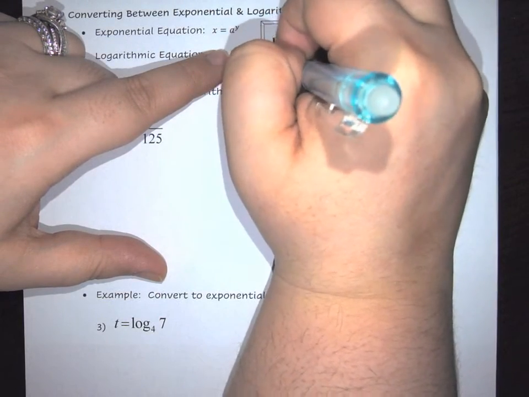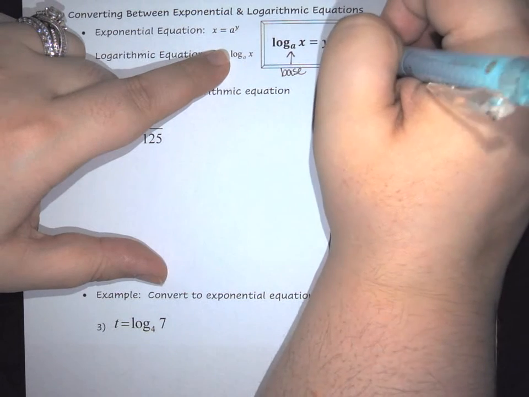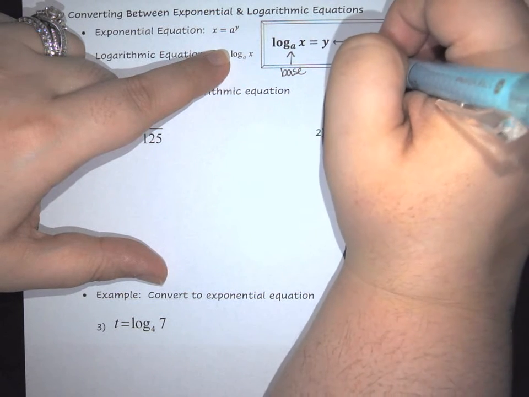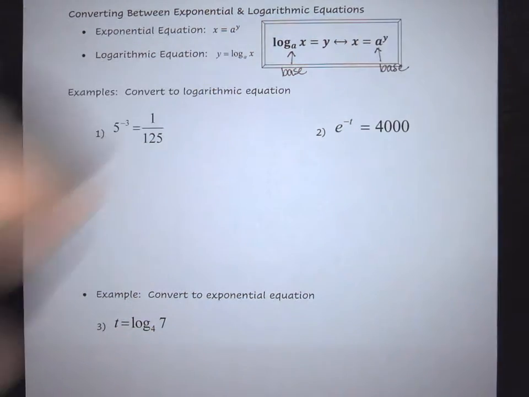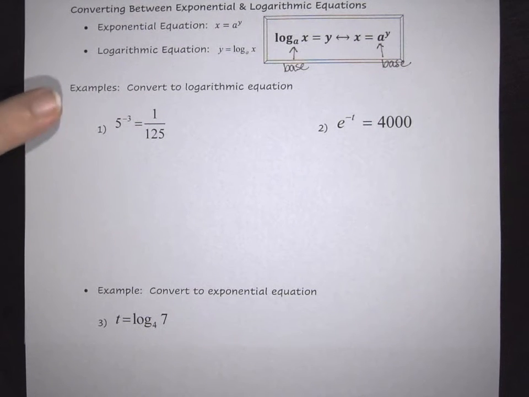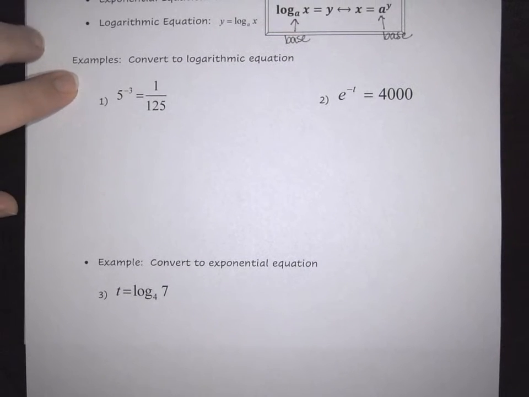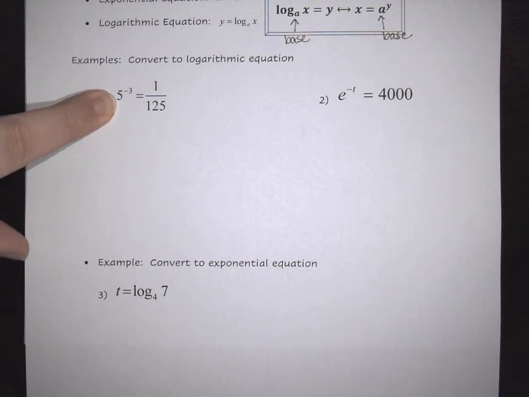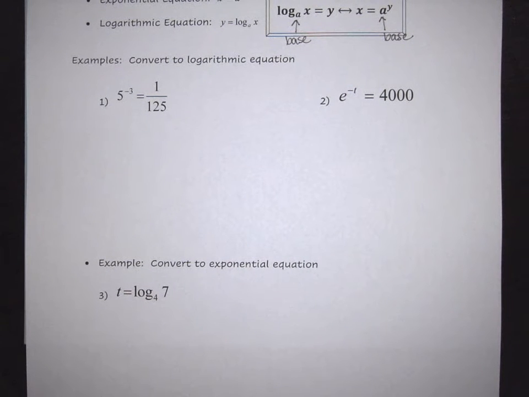It is the little number off to the log. My base over here for my exponent is the big number that's attached to the exponential value. So the location of that base is the important piece. And so here, if we look at this first example, I want to convert these over to logarithmic. I'm not asking to evaluate. I'm just simply asking to go from the exponential into logarithmic form.